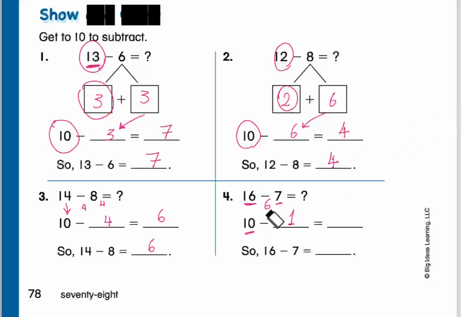Okay, I'll erase the 6 here. And now, because 7 is 6 plus 1, we take 6 from the 16 to make it 10. Then we take 1 from the 10. So the answer is 9. And as we said, these two subtraction equations have the same answer. So 16 minus 7 has the same answer, 9.